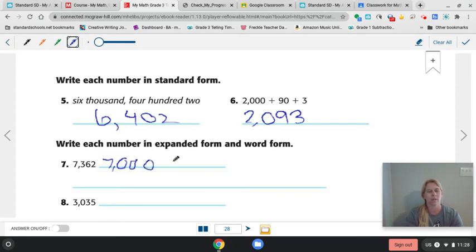This is just not working right. Plus, how many hundreds? Remember, you're doing this on your whiteboard. 300 plus 60 plus 2 ones. Okay? I'm going to erase this and then show the work, because we're going to see how you would write that number in word form.